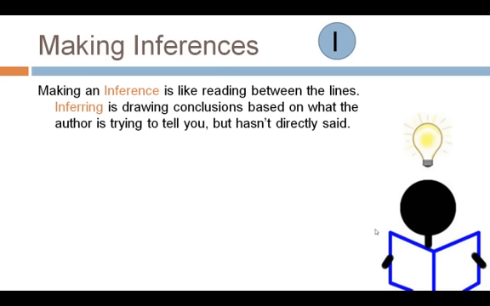Our first comprehension strategy is making inferences. If you note the symbol, the circle with the I in it, making an inference is like reading between the lines. Inferring is drawing conclusions based on what the author is trying to tell you, but hasn't directly said. So you see our reader here in the corner. Let's look at an example that they may be reading and make an inference on that.